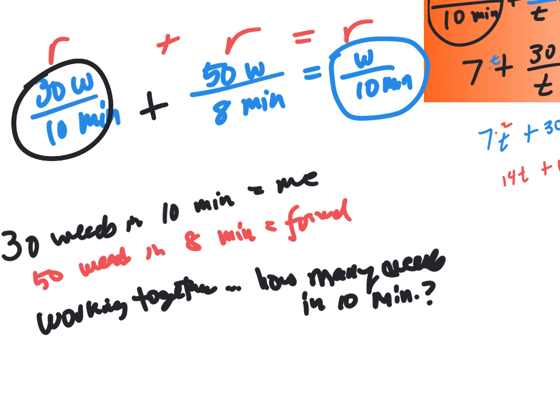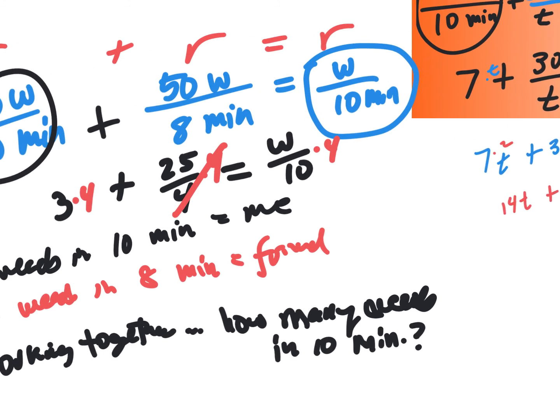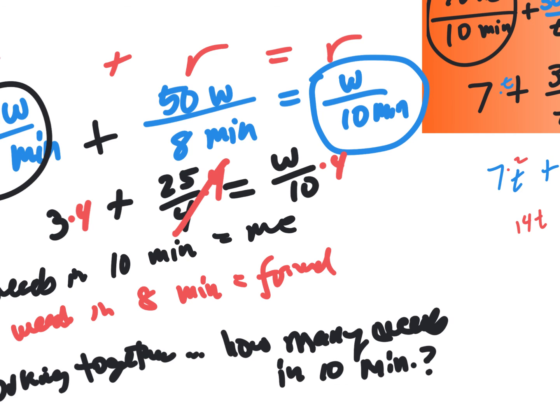So what's 30 divided by 10? 3 plus 50 over 8, and simplify it and drop the units. What do you get? 25 fourths equals W over 10. Now, I could multiply everything by 40. I personally would have probably multiplied everything by 4 and by 10. But if you would have multiplied by 20, it would have been extra smart because it would have cleared both the 4 and the 10. But I'm not going to be that smart because I don't want you to think you have to be that smart. And then you could multiply everything by 10.